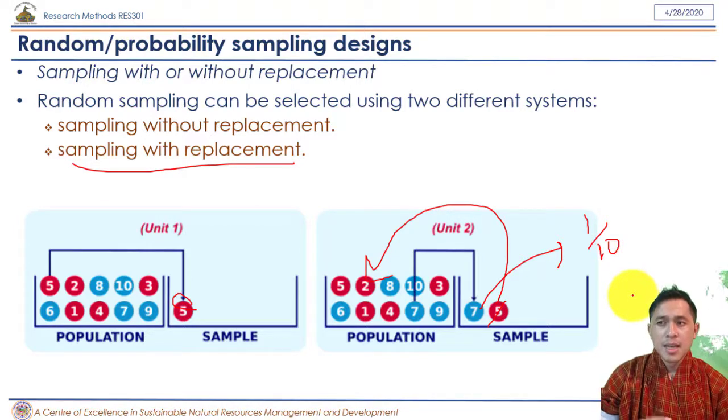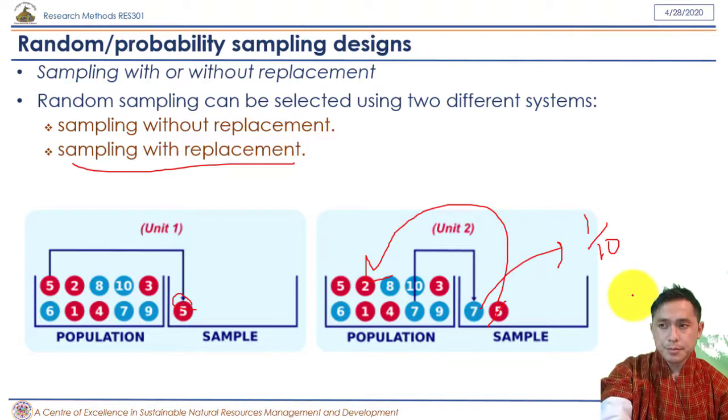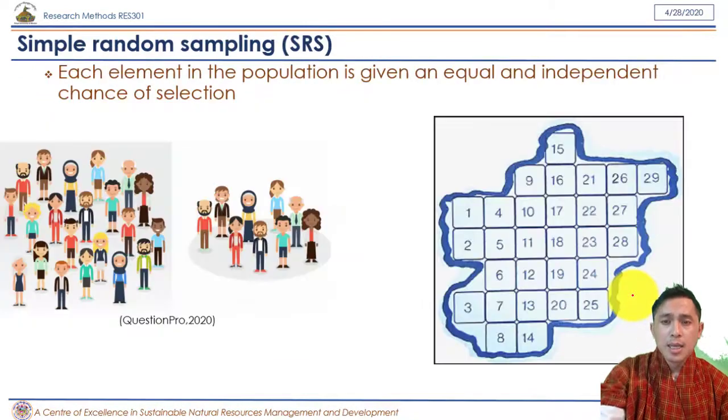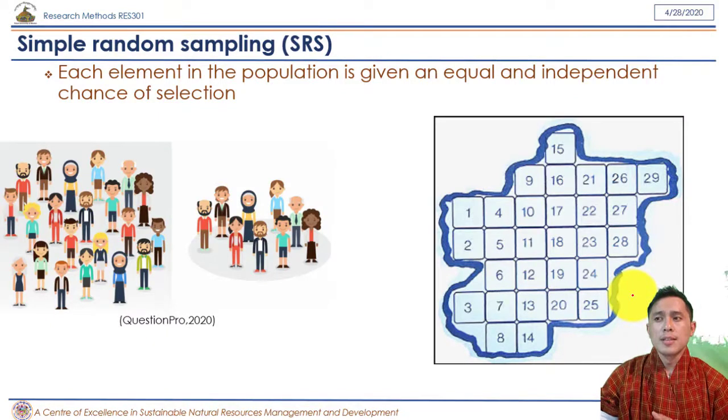So that's the difference. And only sampling with replacement fulfills the criteria of equal probability, which is one of the main criteria of random or probability sampling design. So please choose sampling with replacement if you want to fulfill your principle of random sampling. The first random sampling is called simple random sampling.